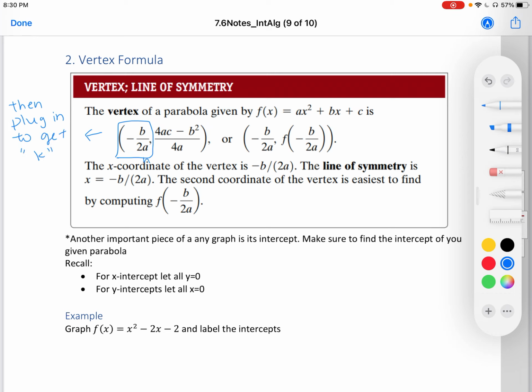Because that was our h. And we need an h comma k. The line of symmetry is always your h value. So your line of symmetry is negative b over 2a.